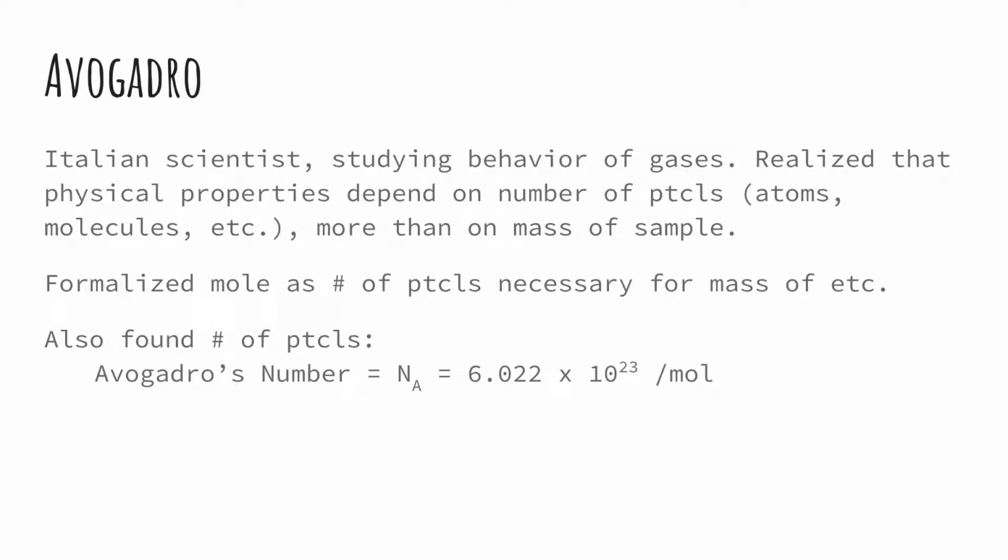Now, the concept of the mole was developed by an Italian scientist named Avogadro. He was studying the behavior of gases, and he realized that the physical properties of the gases depend more on the number of particles of the gas, atoms or molecules, than on the mass of the gas. So, he formalized the mole as the number of particles necessary for the mass to be equal to the mass in AMU. We call that Avogadro's number, N subscript A. And it's 6.022 times 10 to the 23rd particles per mole. That is a really big number, just because atoms are so very, very small.